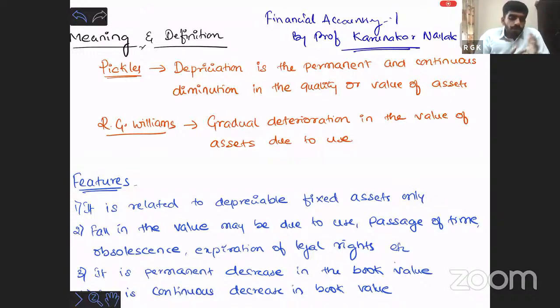Okay, so going to the definition part, what Mr. Pickles says about depreciation is: the permanent and continuous diminution in the quality or value of an asset. So you buy a car; if a car is purchased for 7 lakh rupees, over the period of time the car's value goes on reducing year after year. This deterioration, this reduction in the quality and value, is called depreciation.